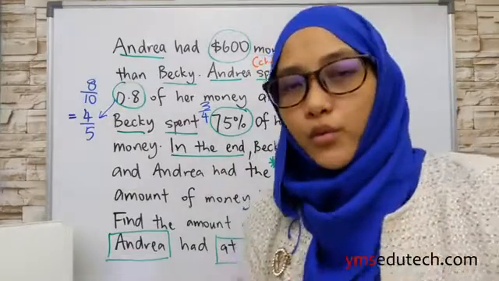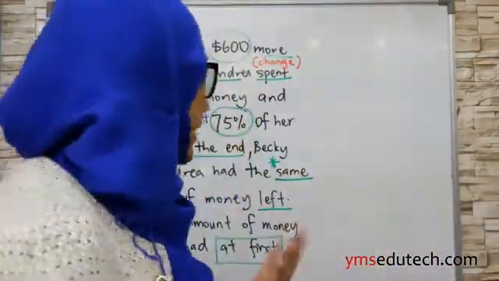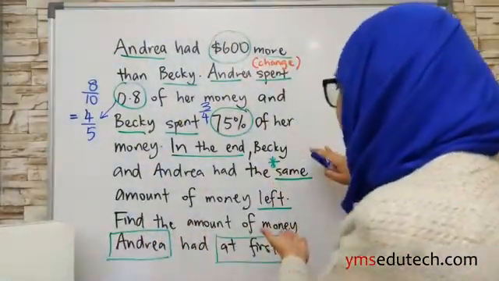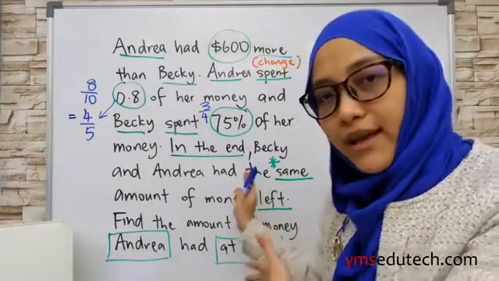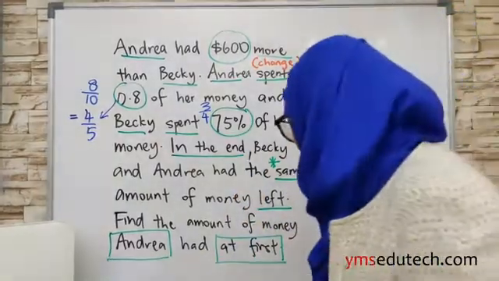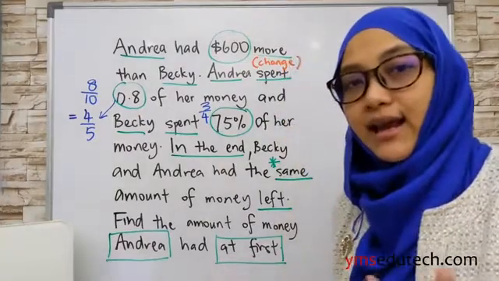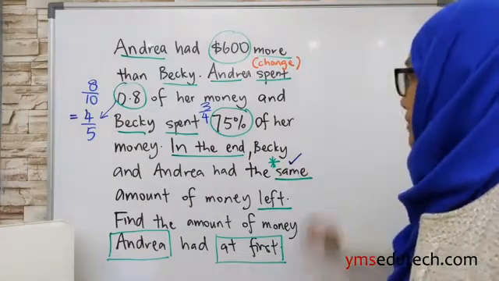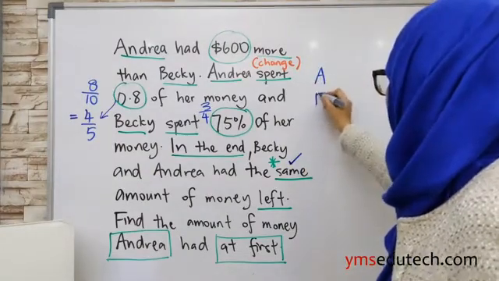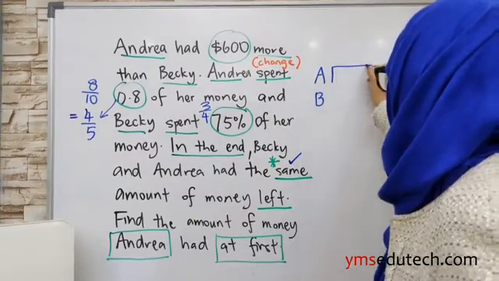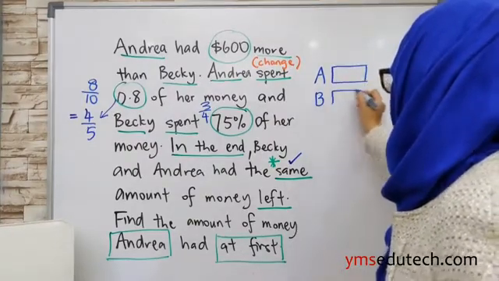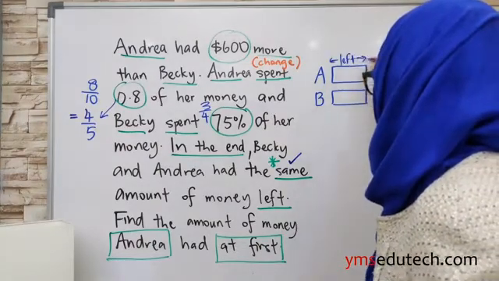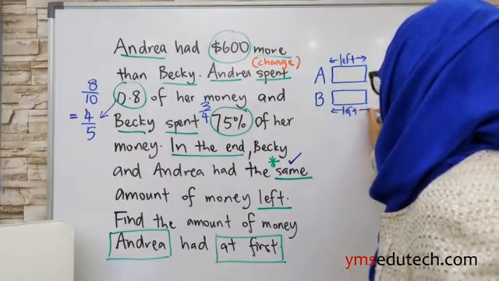But when do we start, or how do we start to draw the model? The trick to equal concept type of question, we draw the model at the point when the two people, Andrea and Becky, have the same amount of money. And when was that? That was when they had money left, after they had spent. So I'm going to draw the model starting from this point. Andrea and Becky had the same amount of money left. So their model will be of the same length. Left.